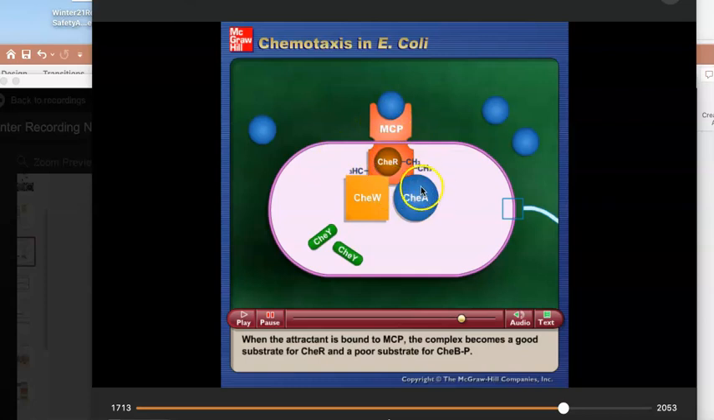CheA can't keep up because it's not able to autophosphorylate as well. So CheB is not as active and therefore is not taking the methyl groups off. So really what the cell is doing is measuring levels of methylation of the MCPs. If they're highly methylated, then that would favor runs.